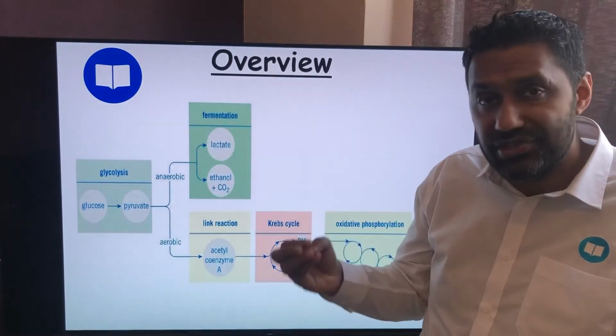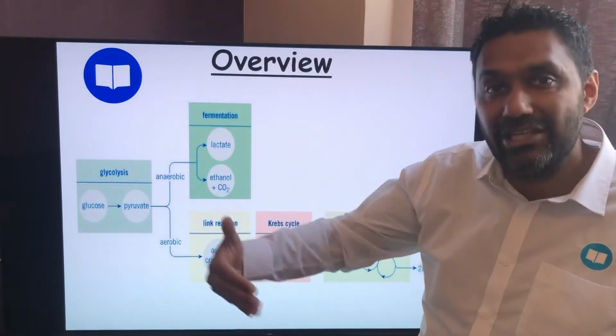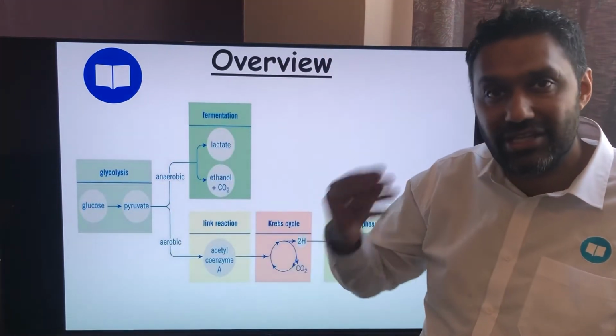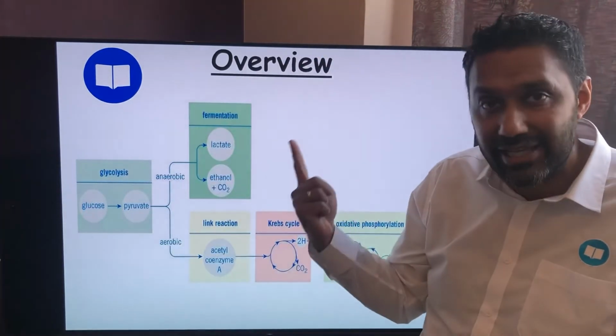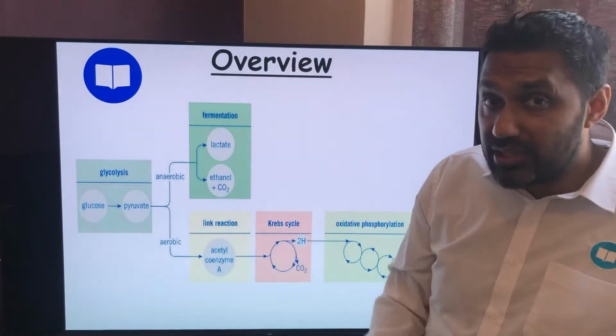And this is why respiration happens in stages. And we're going to learn about these stages over the next 3 lessons. And we're looking at today's first stage, which is glycolysis. Now, what would it look like if you released the energy in one go?